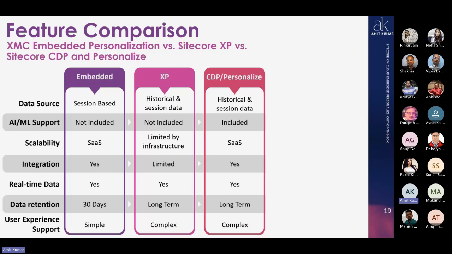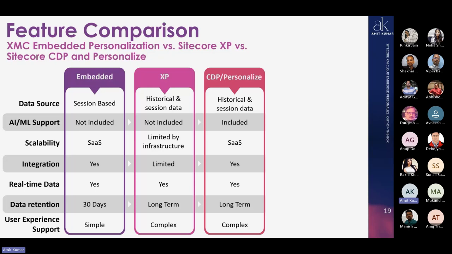Real time data, like you are getting the current user session details, or the user is coming from a previous page, or in the past how many times the user has visited your website. Those data within 30 days you can use. And in XP also, you can get real-time data, like from where the user is coming, or which geographic region. Those things you can do. Same way in CDP and personalized. And data retention is 30 days here. I will be showing you what I am telling about this 30 days. And also XP is long term, and the CDP and personalized is also long term.